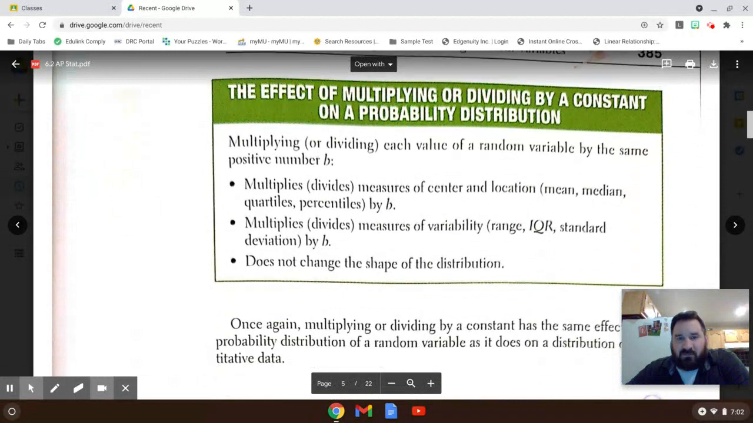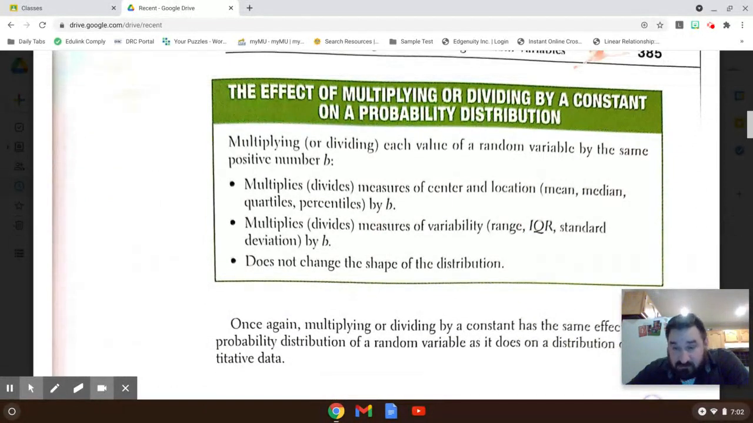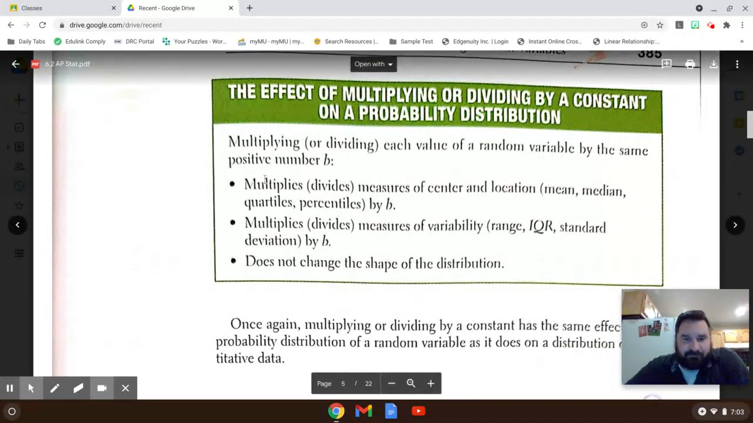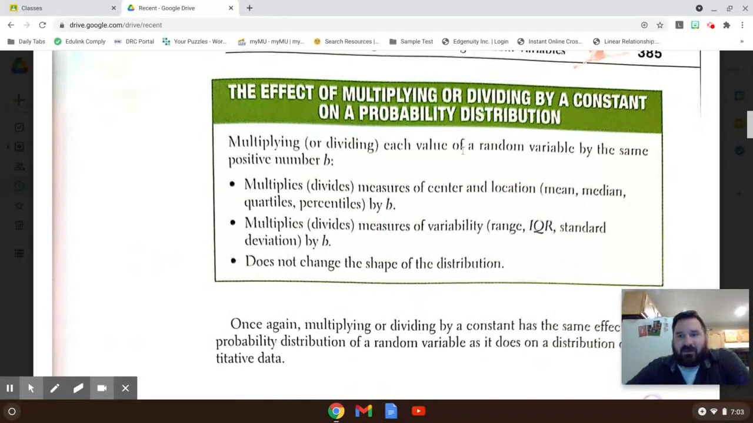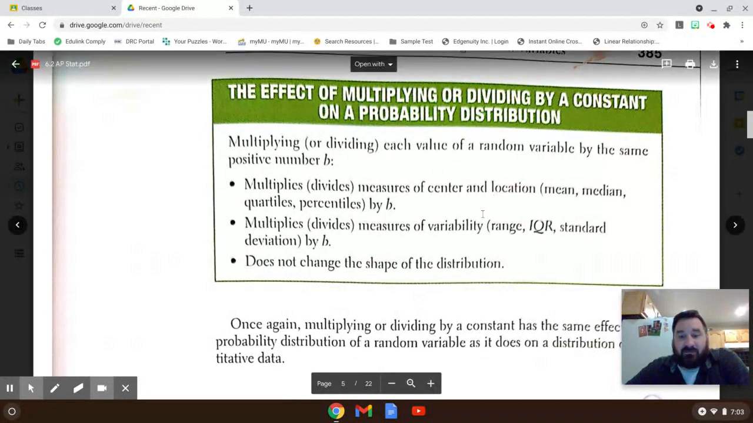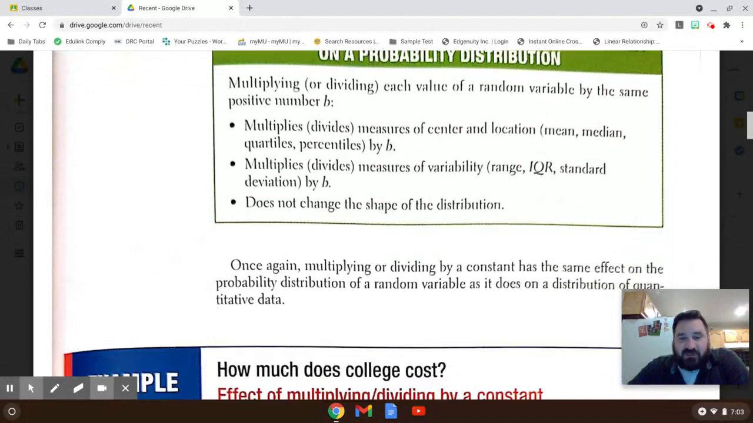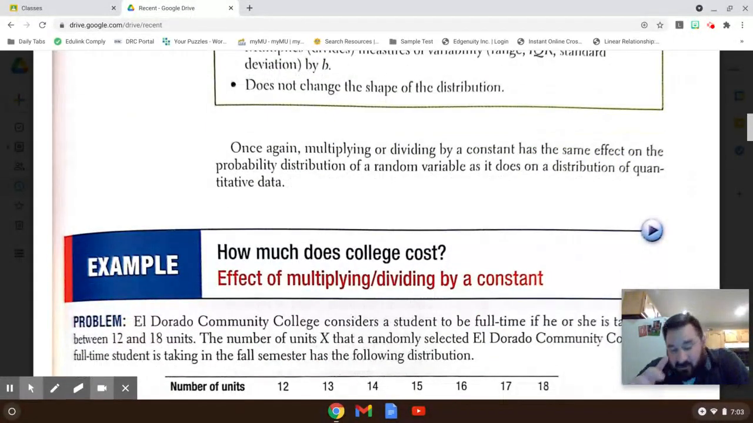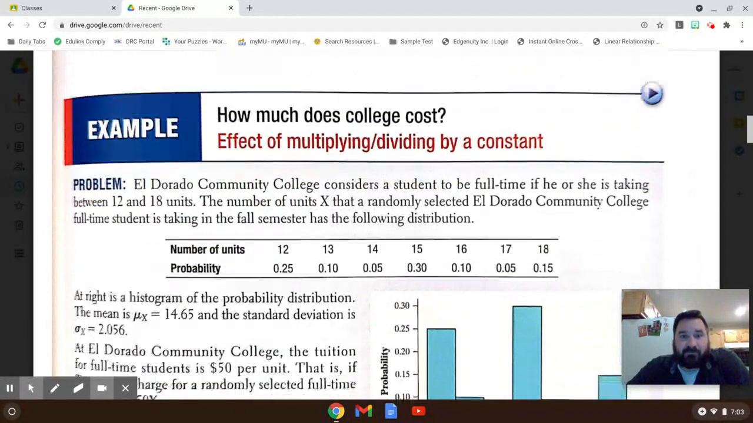Here's a little summary of those rules for multiplying or dividing by a constant. And again, that works if you're dividing: divide your average, divide your standard deviation. Multiplying or dividing each value of a random variable by the same positive number b multiplies or divides the measure of center, multiplies or divides the measure of variability, but does not change the shape. You might stretch it out a little, but it does not change the shape. It still could be symmetric, single peak, double peak, whatever it was.